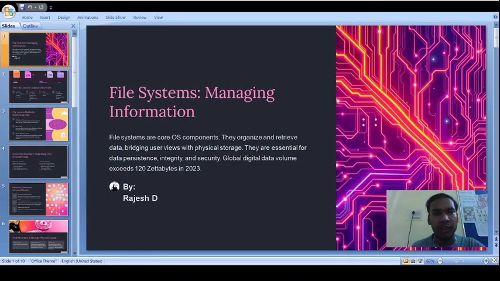Today I am going to explain about file systems. What is a file system? A file system is a core OS component. They organize and retrieve the data with a physical storage.